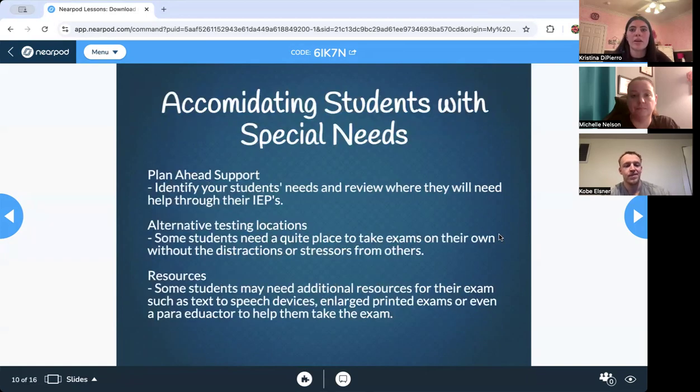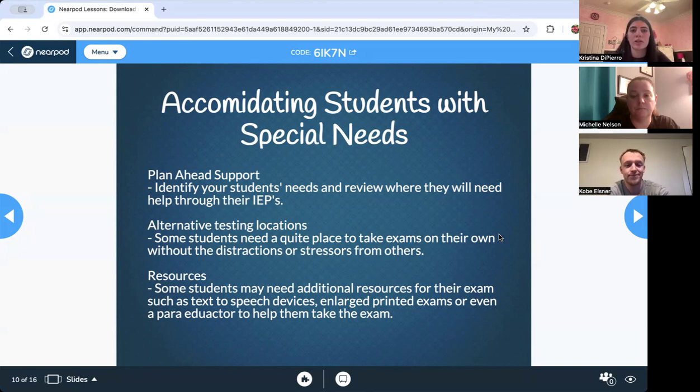All right, for accommodating students with special needs, what you want to do is plan ahead to support. So we want to identify our students' needs and review where they will need help through their IEPs. Those IEPs are really, really important.